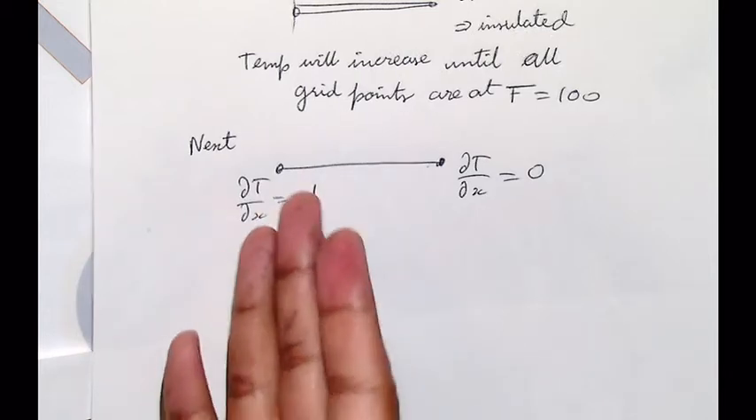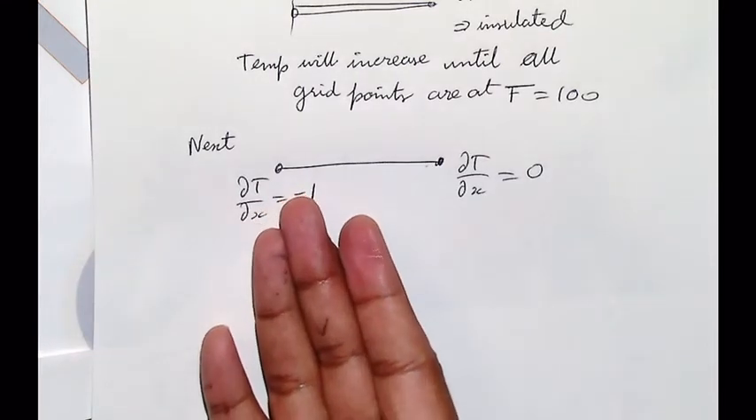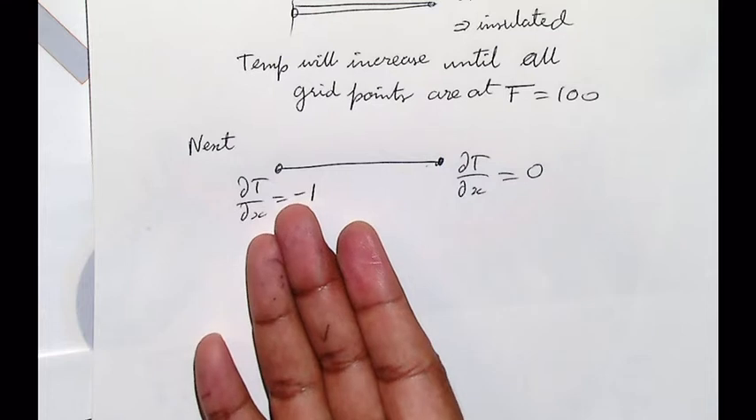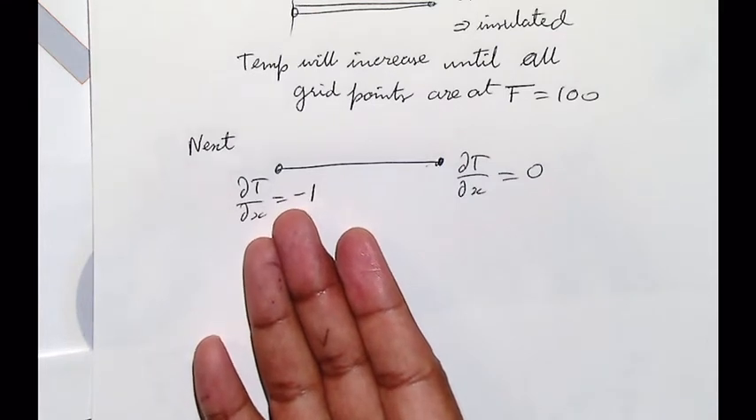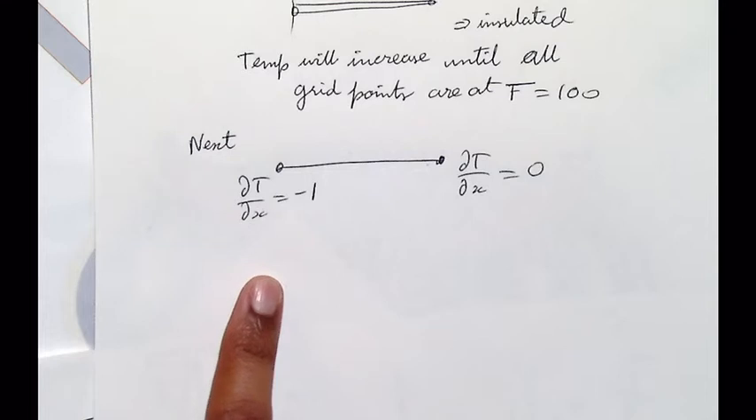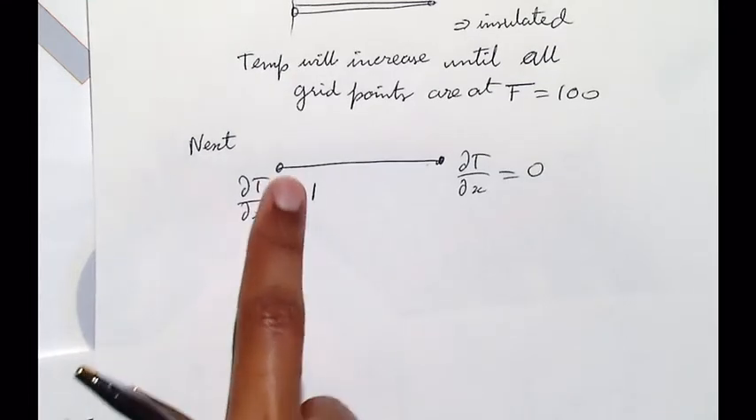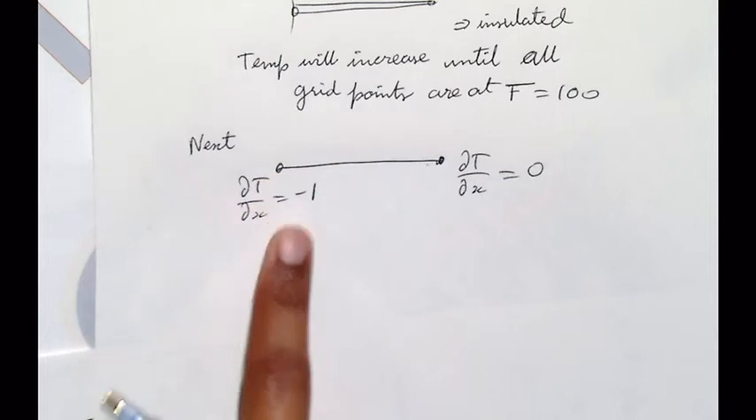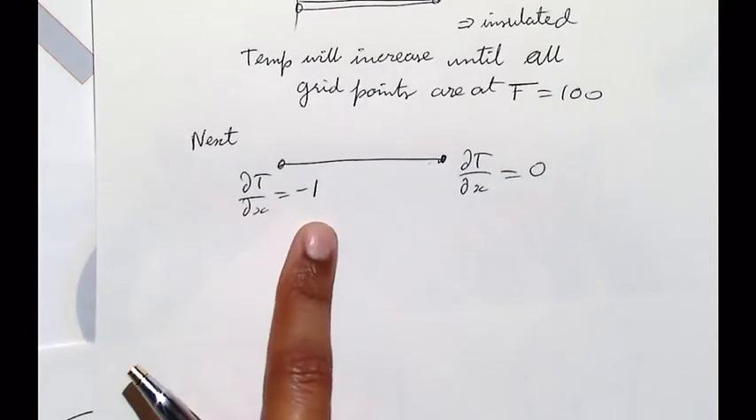On the side, heat is going out, but there is no input. The right side is isolated, that's fine. The left is not isolated. So this is as if you are cooling the side at the rate of -1 degree per unit length. There's a heat loss.